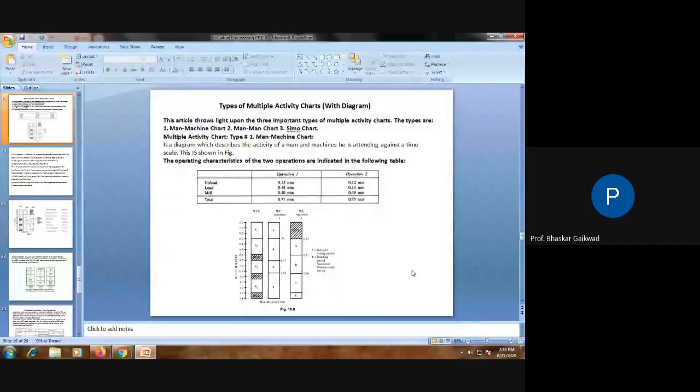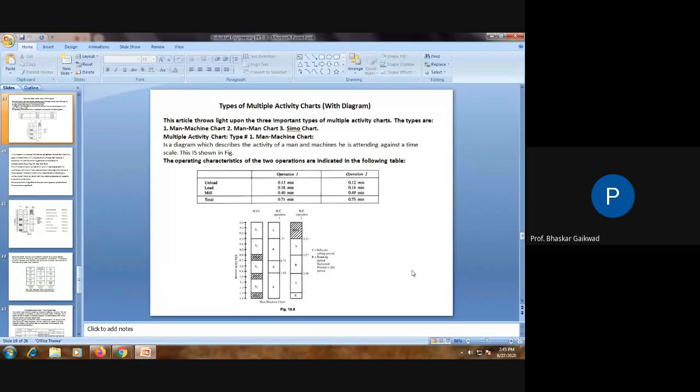So one man is handling two machines. Once setting is going on the first machine, at this time machine two is idle. After that, second setting. Once machine number one is in running condition, at that time machine two is in setting. So when one machine is in setting, machine two is in running. Like this, one man is handling two machines.